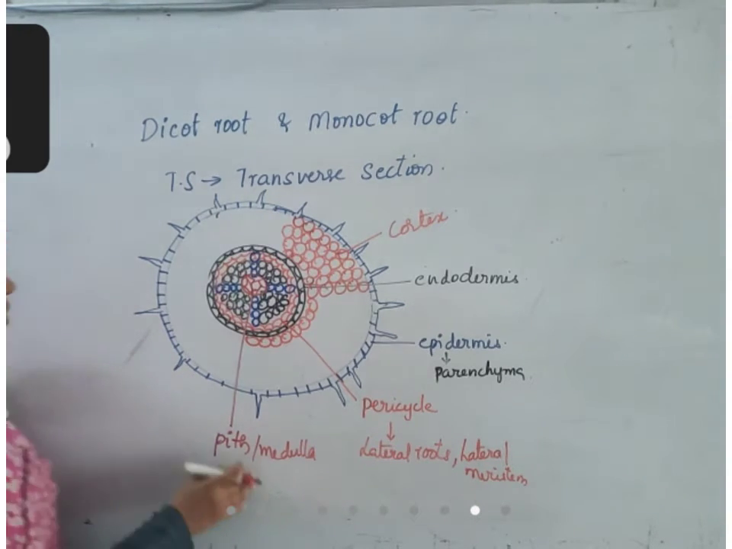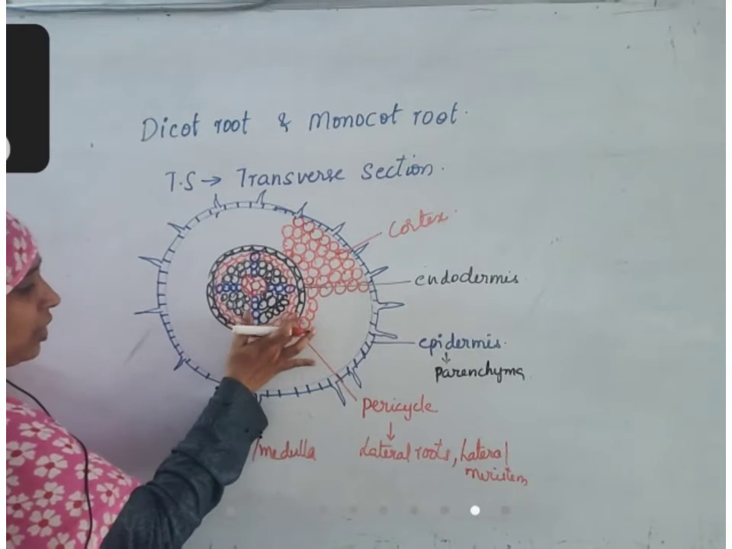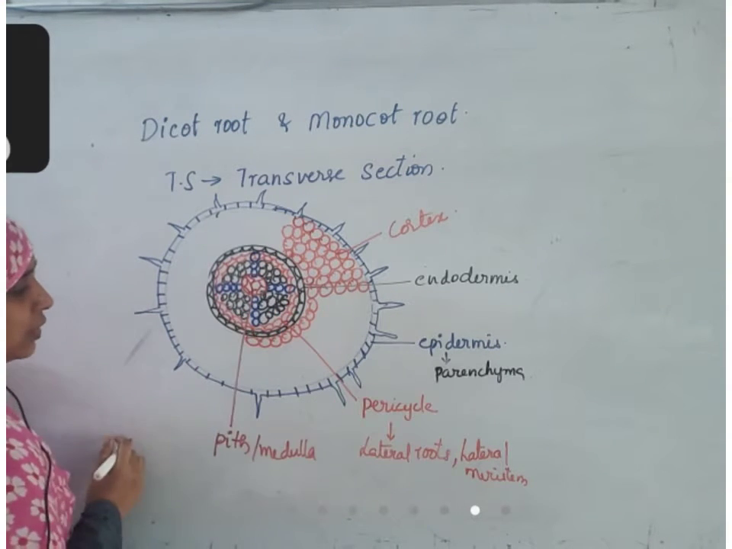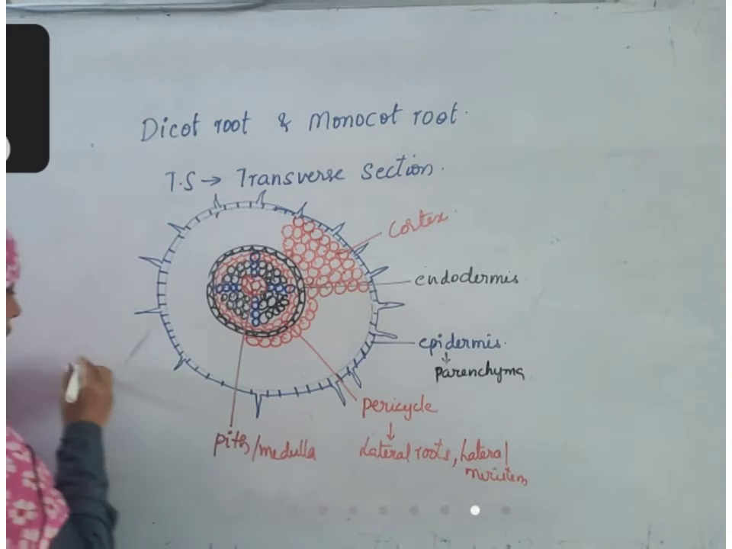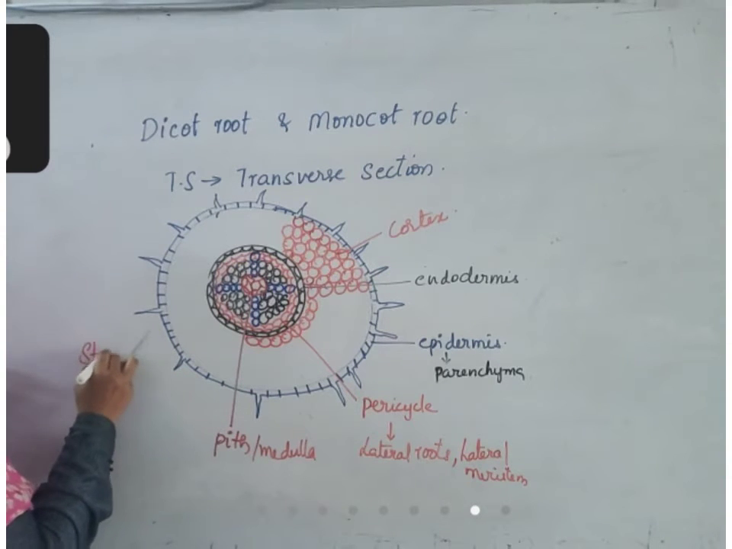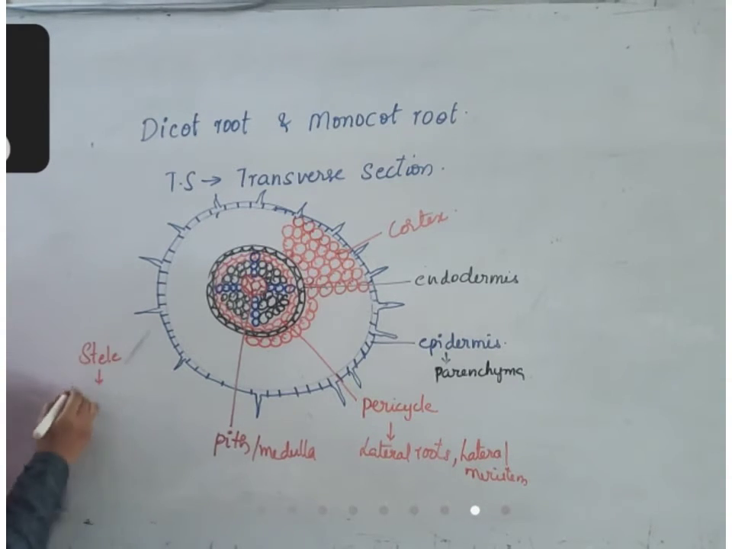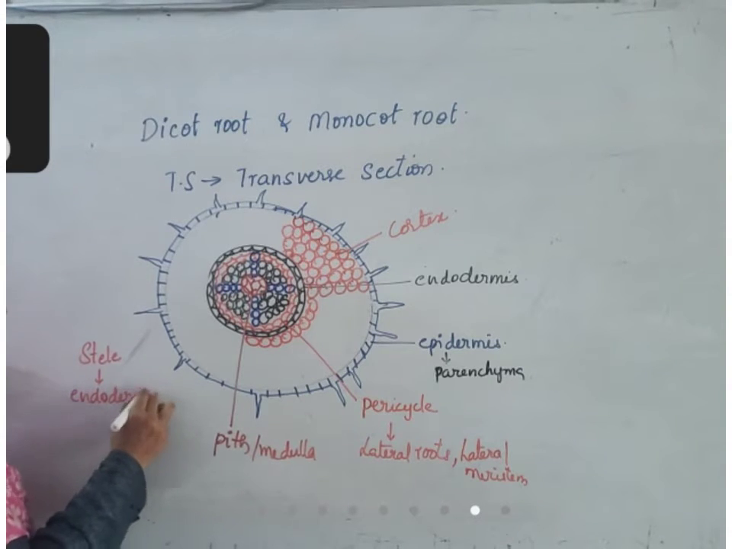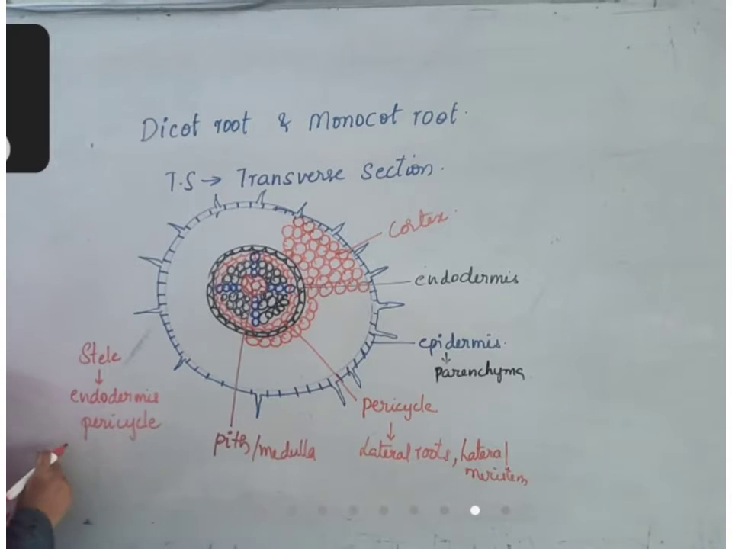The parts which are present inside the endodermis are called the stele. What are the parts? Endodermis, pericycle, and xylem, phloem, pith.